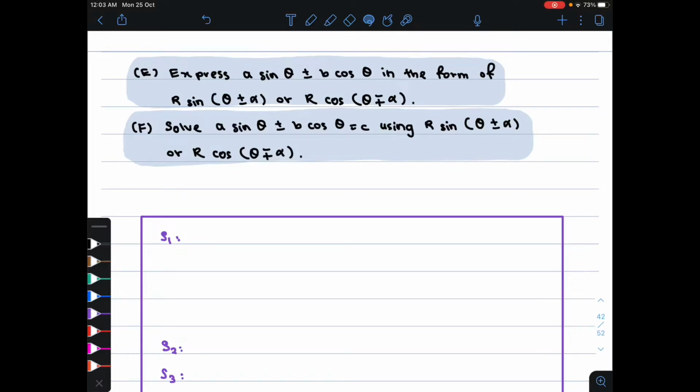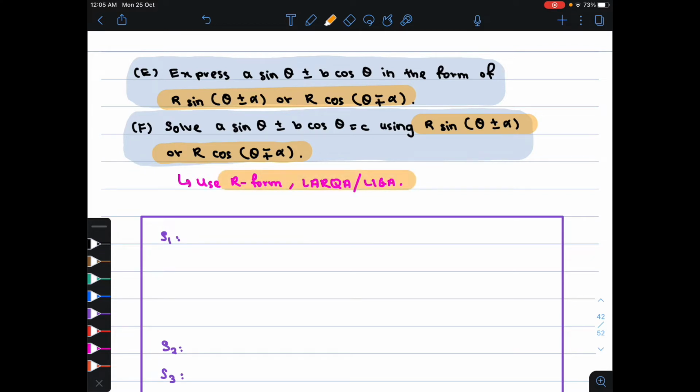Parts E, F, and G are about R form. In Part E, we will learn how to express A sin theta plus minus B cos theta in R form. And in F, we will learn how to solve A sin theta plus minus B cos theta equal to C using R form. So whenever you see R sin theta plus minus alpha or R cos theta plus minus alpha, this is what we mean by R form.